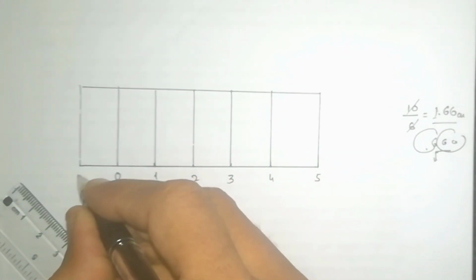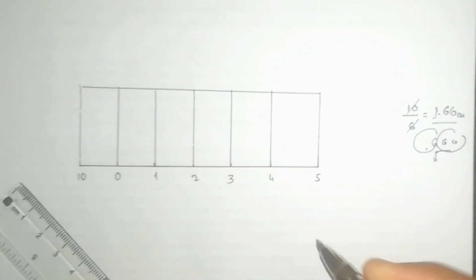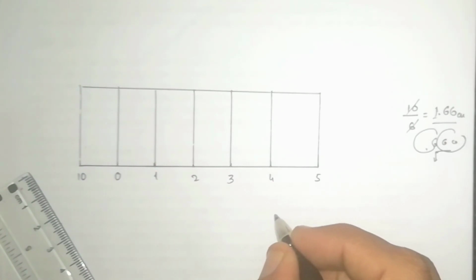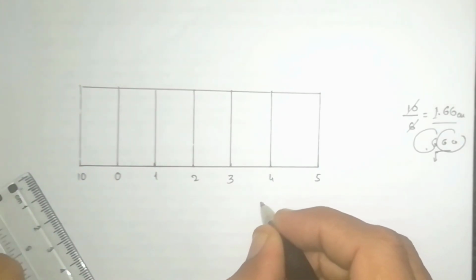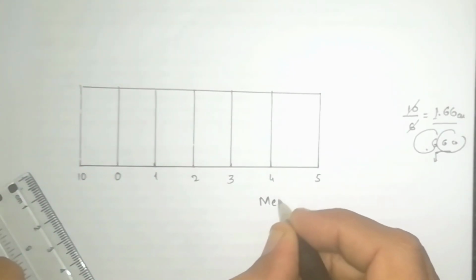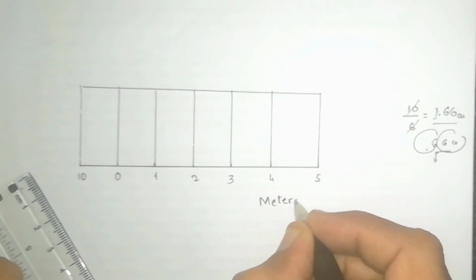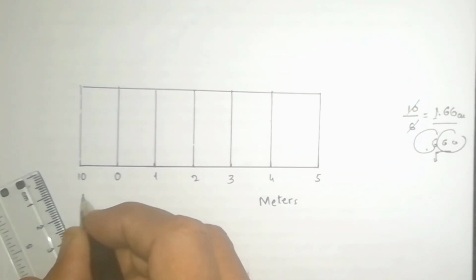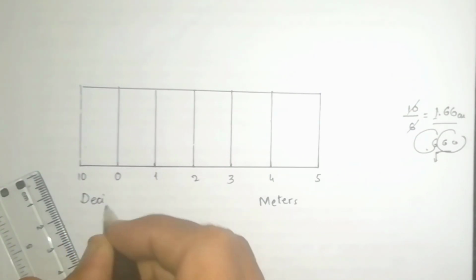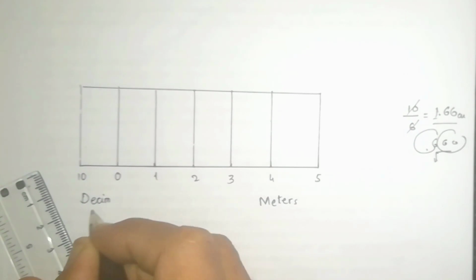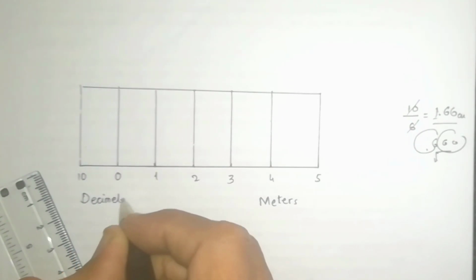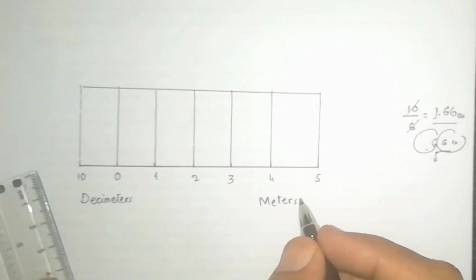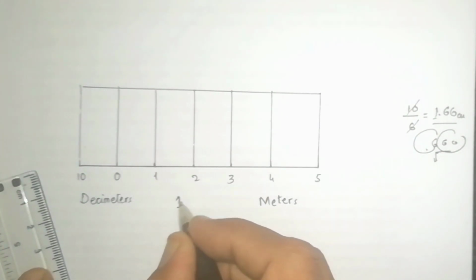So here I will write 10. On the right side from 0 to 5 it denotes the unit of meters. So I will write here meters, and the other one, decimeters. So I will write here decimeters. And the representative fraction for this scale was 1:60.